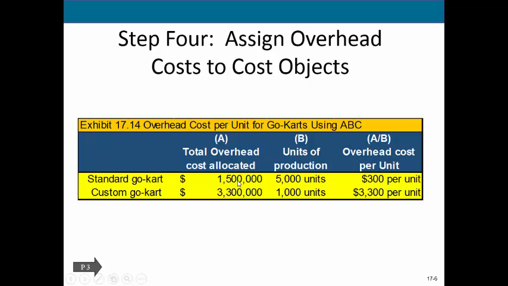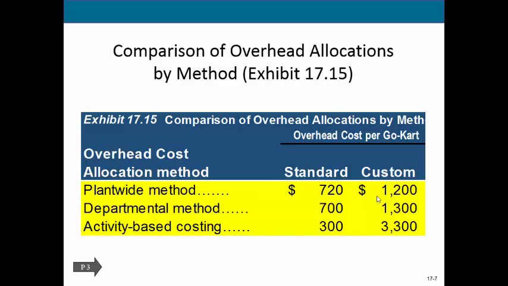So as we move forward, we can then look at what is the cost per unit. So we take the total overhead cost going to each of our various products and divide that by the number of units. So here we're making 5,000 standard go-karts, 1,000 custom go-karts, and this gives us the overhead cost per unit of $300 for the standard, $3,300 for the custom go-karts. Let's compare that to our different methods. Under the plant-wide method, the standard go-kart had $720 versus the custom go-kart had $1,200 of overhead allocated per unit. Departmental, we had a little bit of a variance, but not huge. But let's look at what happens with activity-based costing.